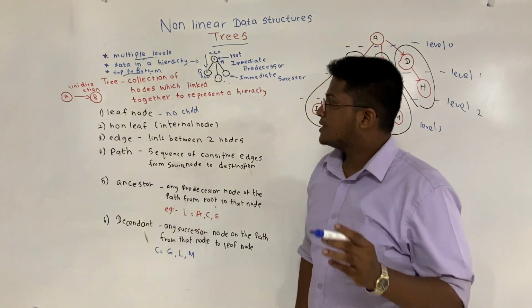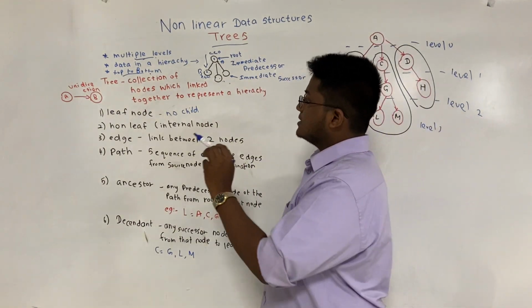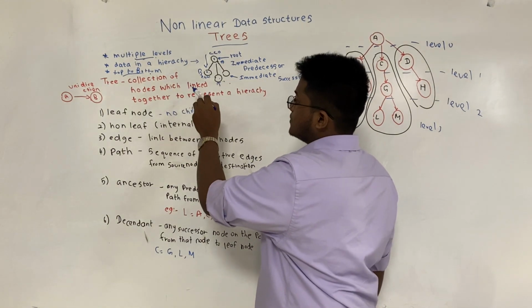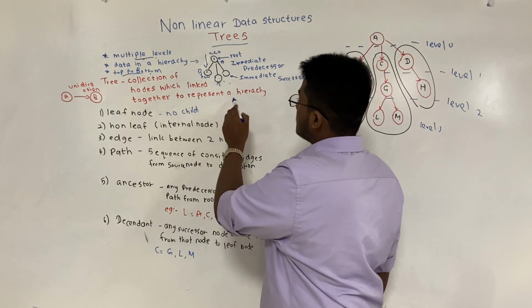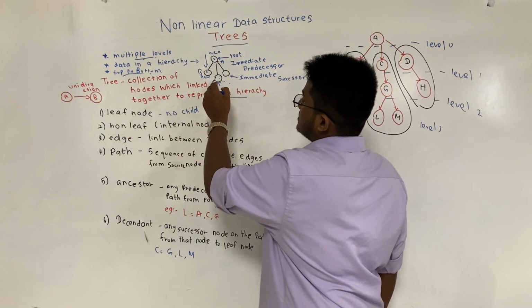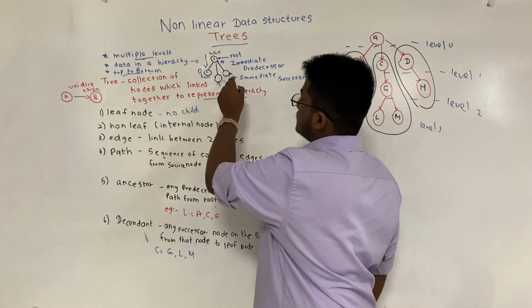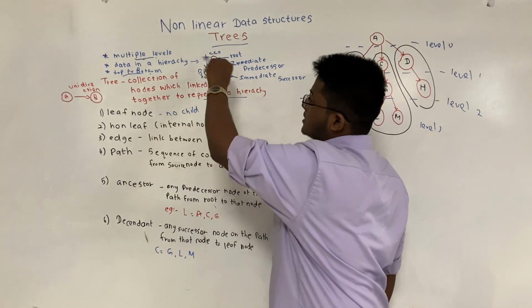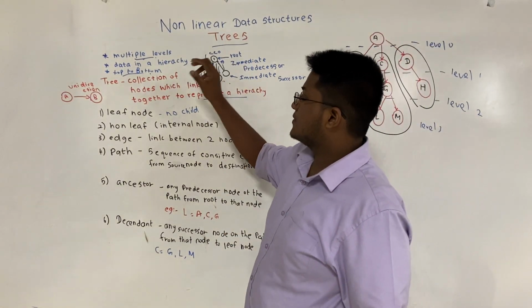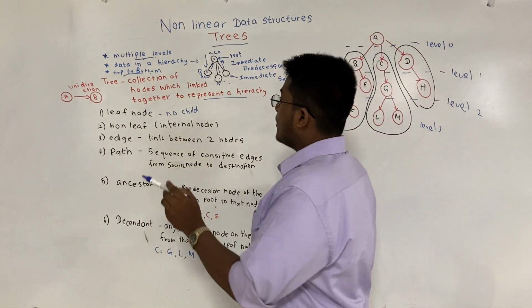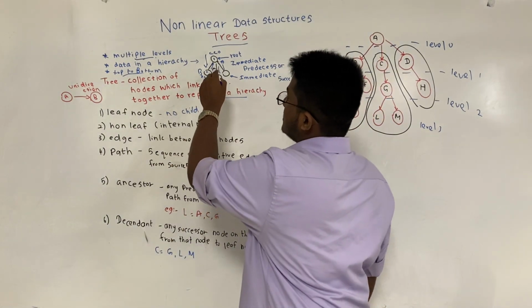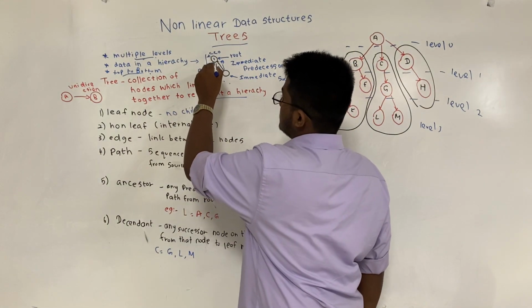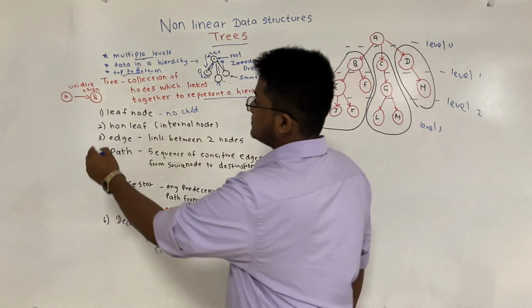So what is meant by a tree? A tree is a collection of nodes. This is a node. This is a node. A collection of nodes which link together to represent a hierarchy. Simply, this is a tree. This is the simple meaning of a tree. And remember, these are always unidirectional. I previously told you, top to bottom, only one direction, A to B.